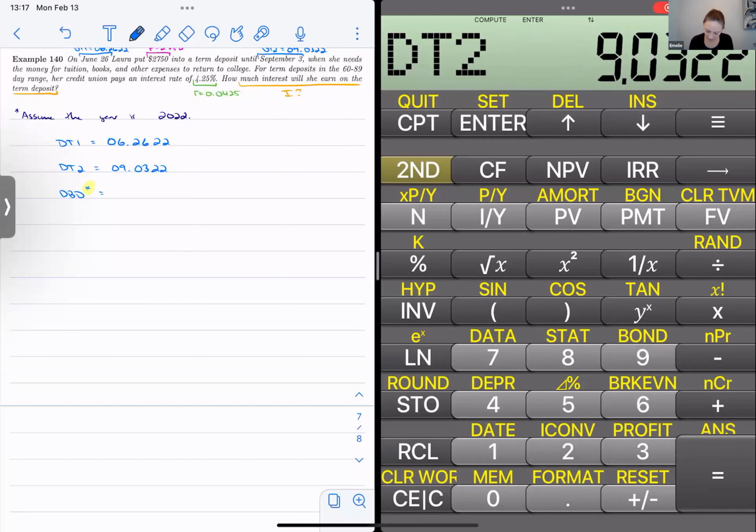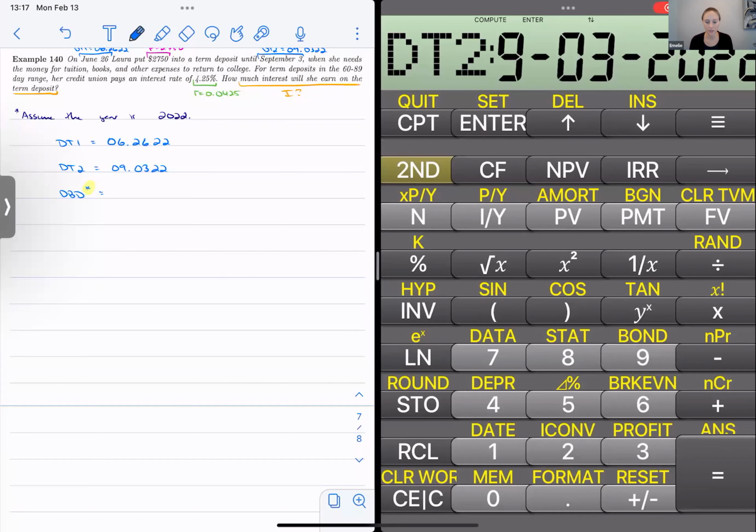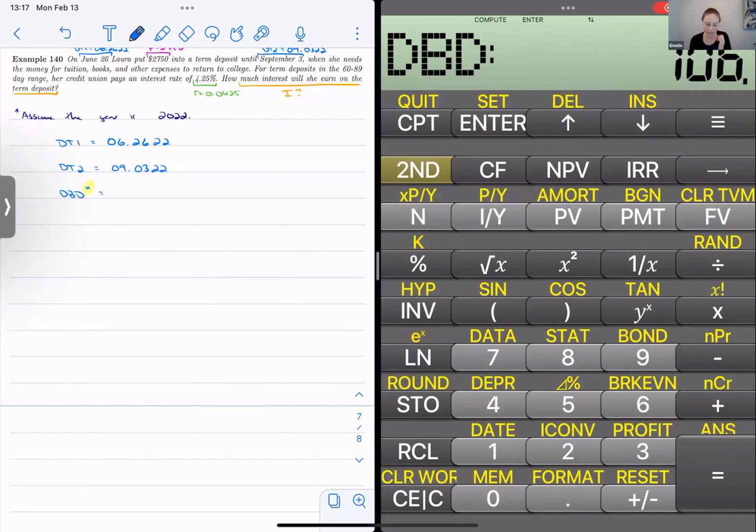Go down to date 2, 09.0322. Enter. And then calculate the days between dates. It has the old days between dates, but when I hit compute, it'll update with 69. Nice. So 69 days.